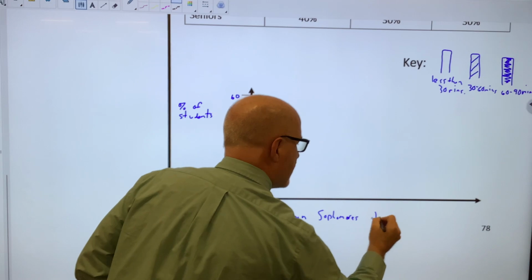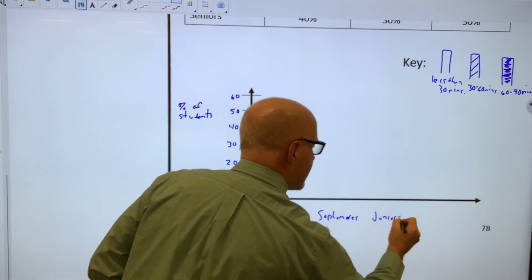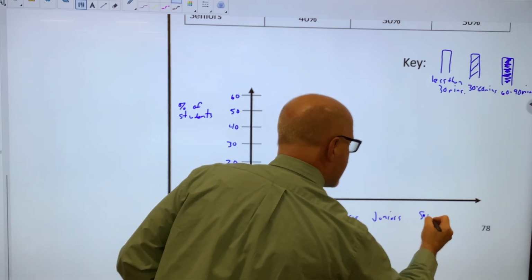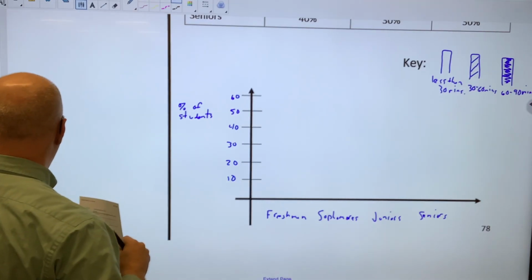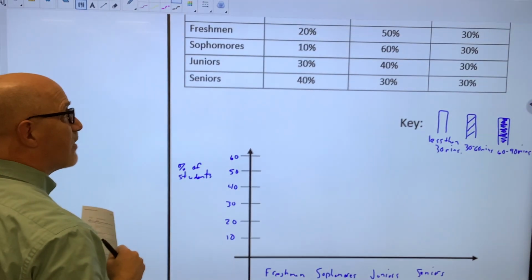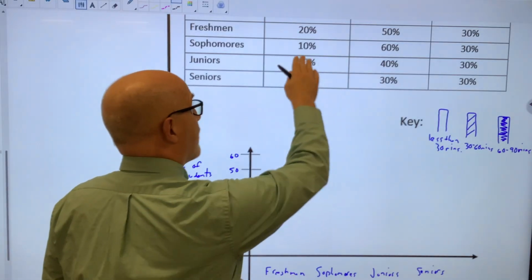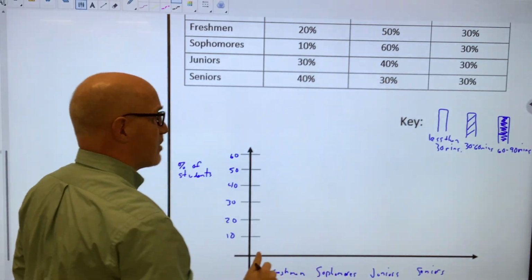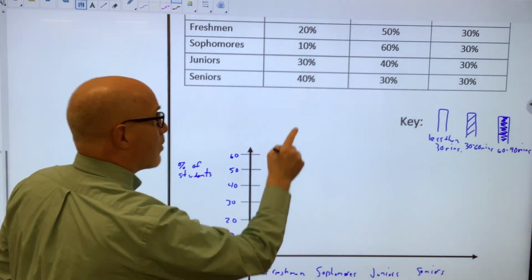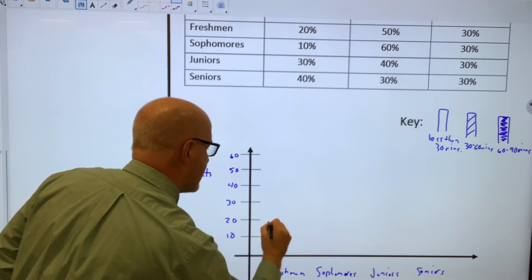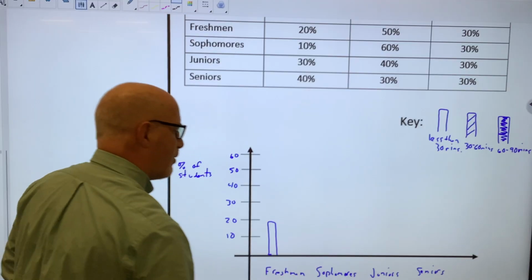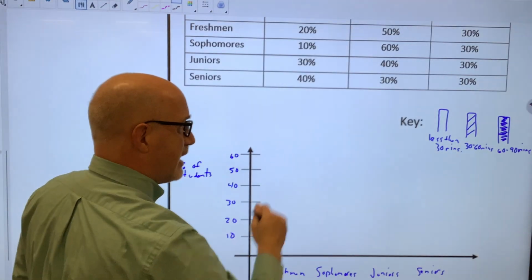Then I'm going to do juniors. And then I'll do seniors. Now, to do these, I'm going to go ahead and write these different bars for this data. So for the freshmen, I'm going to start with 20% for less than 30 minutes. So I'm going to go up to 20%, draw a bar, and I'm going to leave that one open because that's what my key tells me.